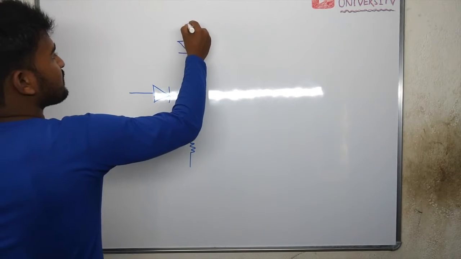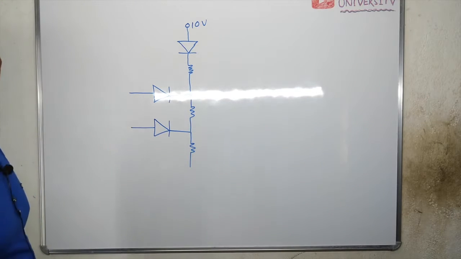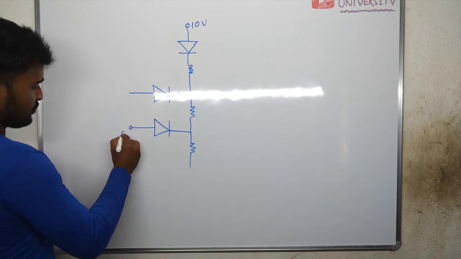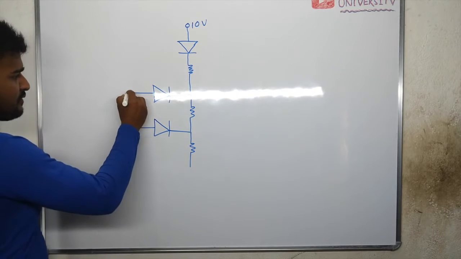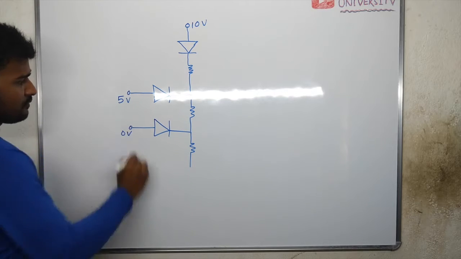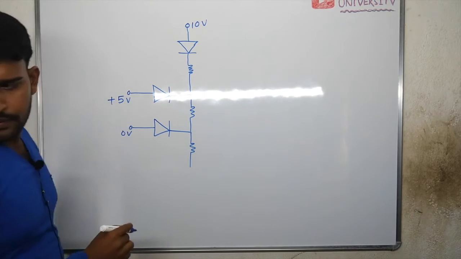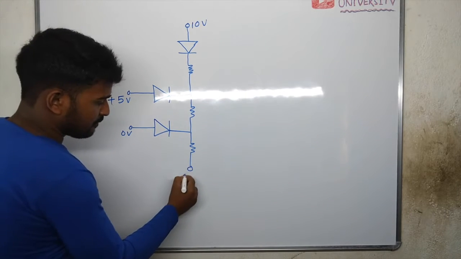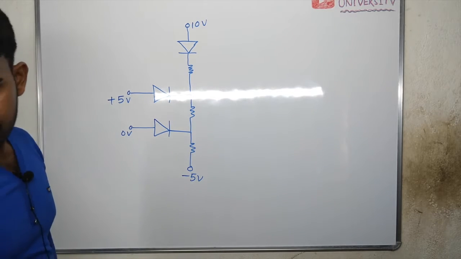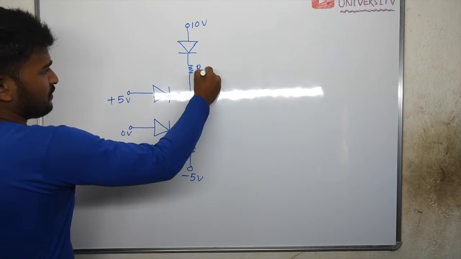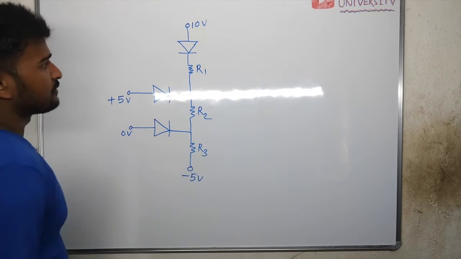This voltage is 10 volt. This voltage is 0 volt and this voltage is plus 5 volt, and this voltage is minus 5 volt. This is your R1, this is your R2 and this is your R3.